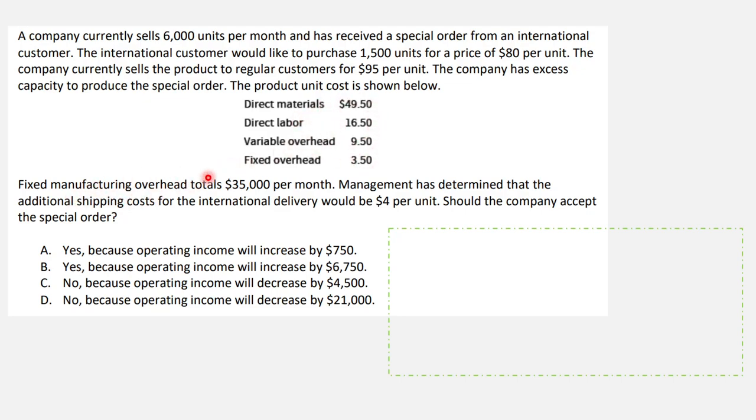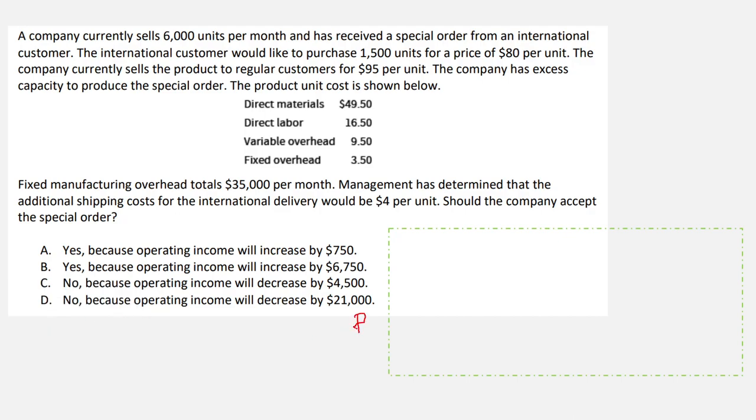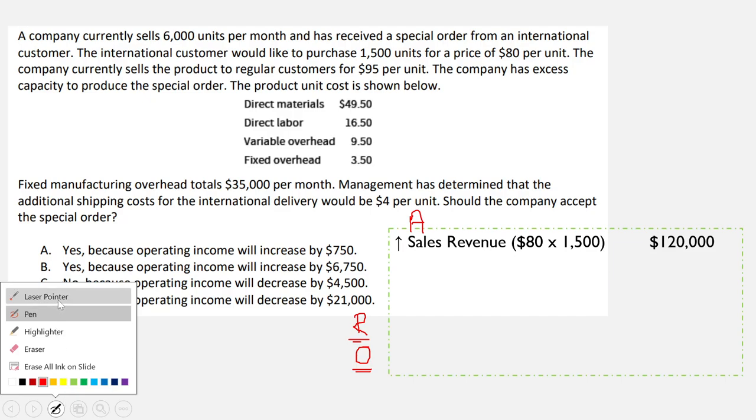Fixed manufacturing overhead totals $35,000 per month. Management has determined that the additional shipping cost for the international delivery would be $4 per unit. Question, should the company accept the special order? If we reject the order, nothing will happen. Ano mangyayari kapag magre-reject tayo ng order? R is for rejection. If we reject the order, zero change in profit. If we accept the order, A is for acceptance, what would happen?